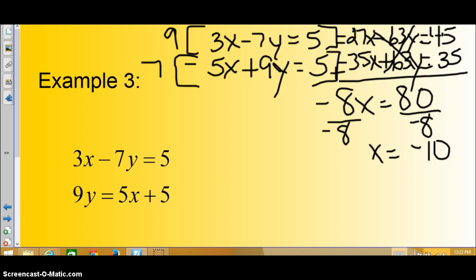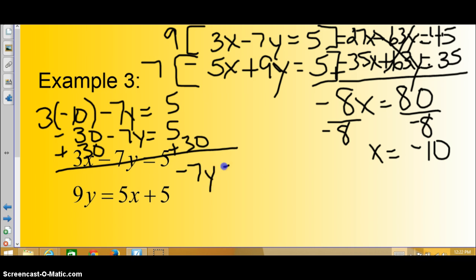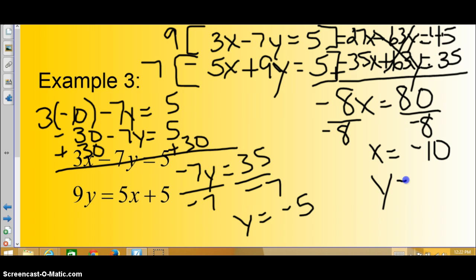So we've got 3 times negative 10 minus 7y is equal to 5. That's going to give you a negative 30. When you add 30 to both sides, I'm going to move this equation down here to negative 7y is equal to 35. Divide out the negative 7. Y is equal to negative 5. So we've got y is equal to negative 5. And again, you might want to pause because I'm going to erase.